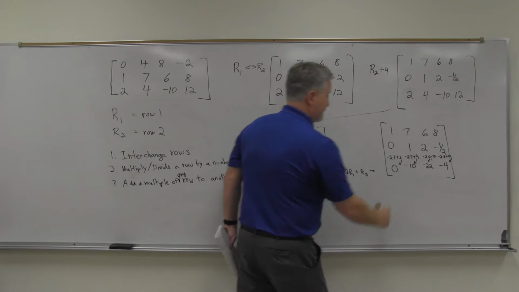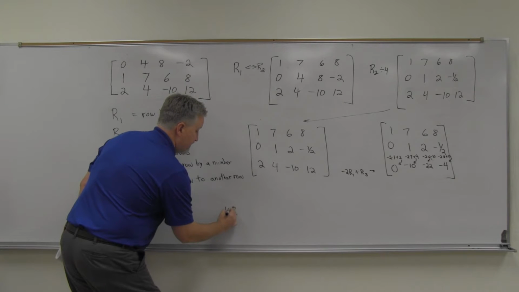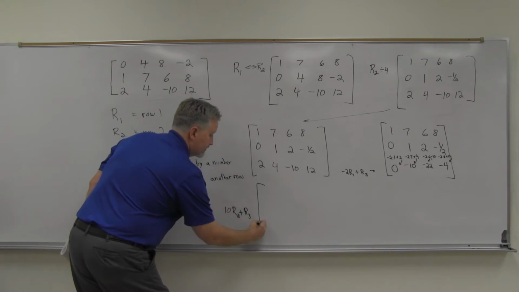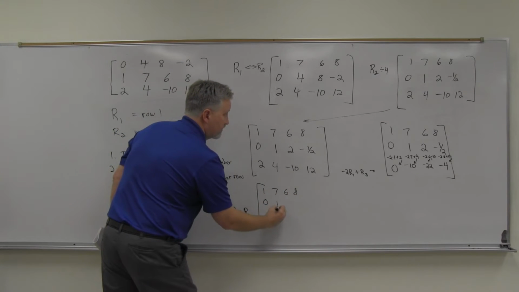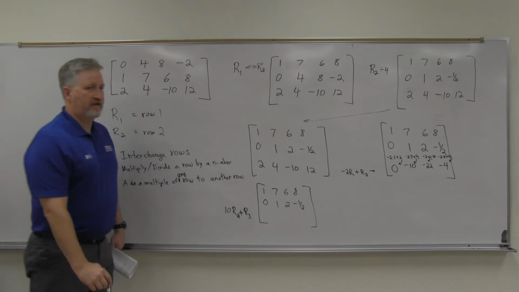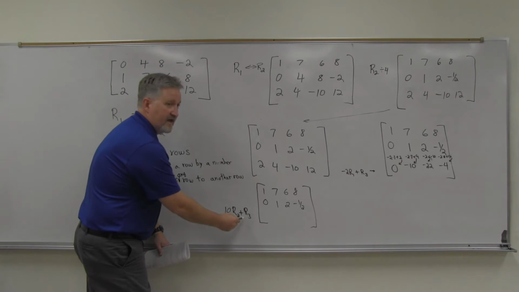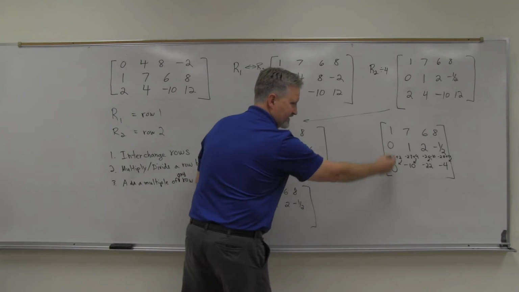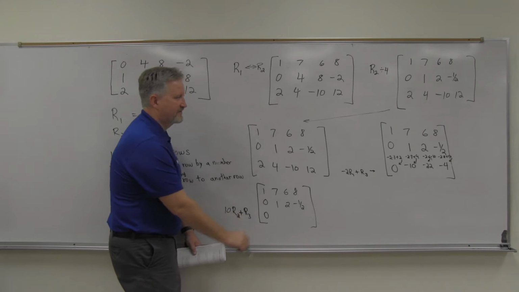Take row 2 times 10, maybe? So row 2 times 10, right? And add that to row 3 next, here. So 1, 7, 6, 8, 0, 1, 2, negative a half. Those two stay the same. But now I'm going to take 10 times row 2 and add that to row 3. Well, the good news about the zeros here is that's still going to stay 0, because 0 plus 0 is 0.